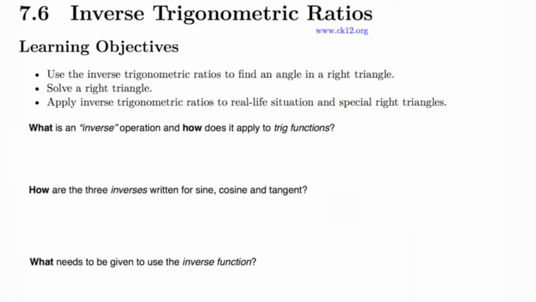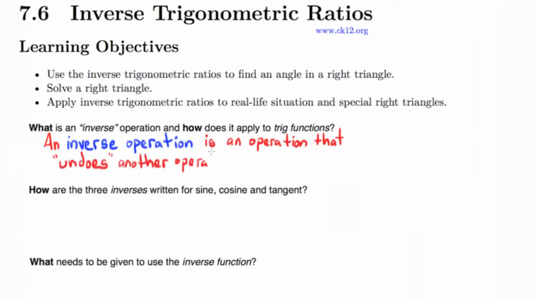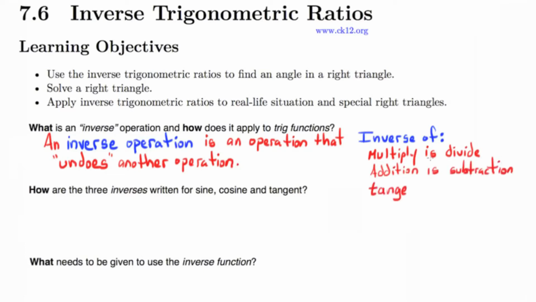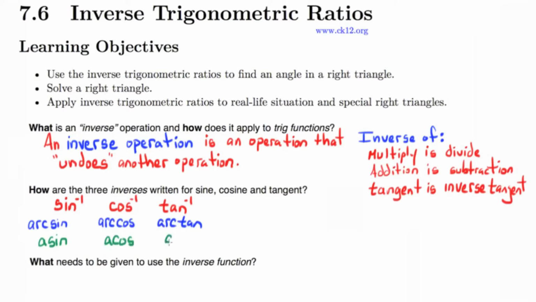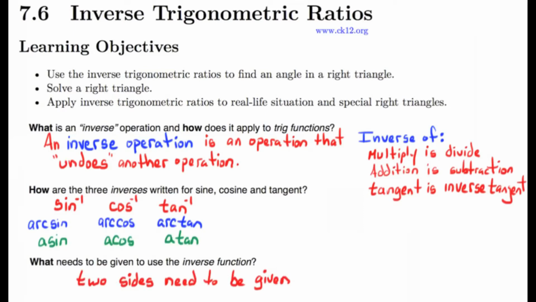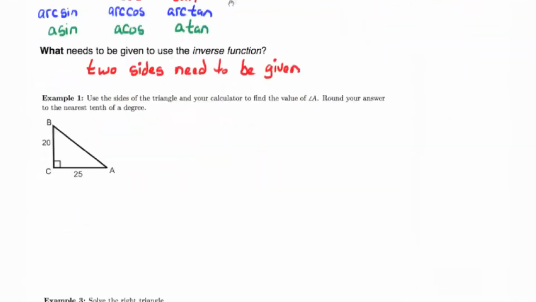7.6 Inverse Trigonometric Ratios deals with how to find angles of a right triangle if you know a couple of sides. So first off, what is an inverse operation? Well, it's an operation that undoes another operation, like multiply undoes divide, addition undoes subtraction, and tangent undoes inverse tangent. Here are some ways that we write the inverse for sine, cosine, and tangent. In order to use an inverse function, two sides need to be given.